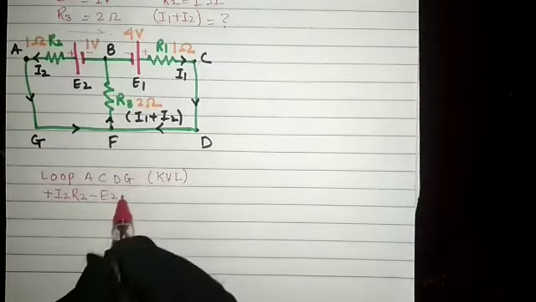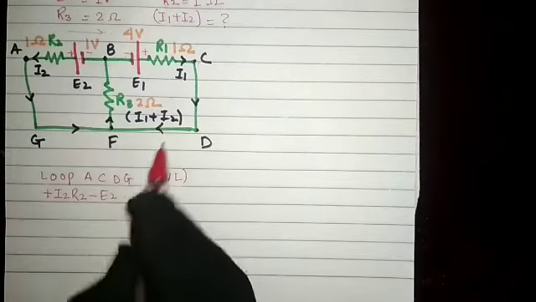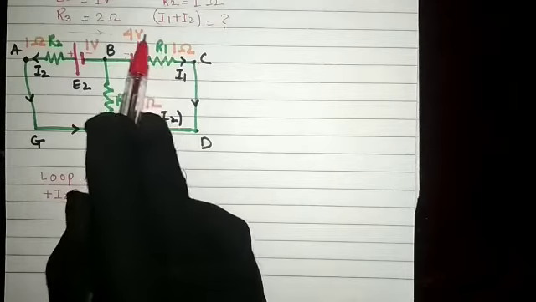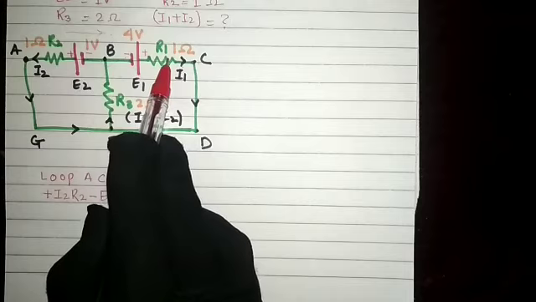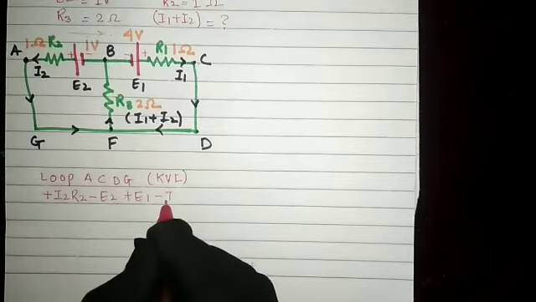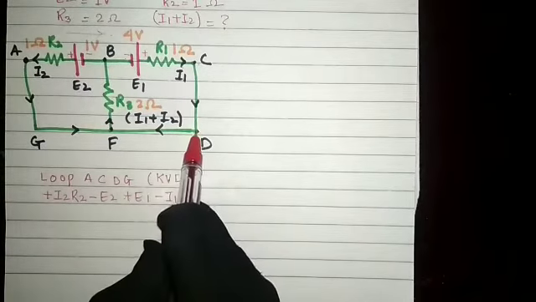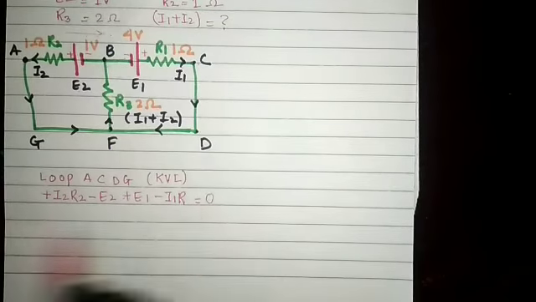Then next, battery E1 is there. Our tracing direction is like this; we are going negative to positive. So E1 will be positive. Then our tracing direction and the direction of current are the same. That means the potential difference will be negative, that is minus I1, R1. Then come to this part, no elements, no component. That means it is equal to 0.